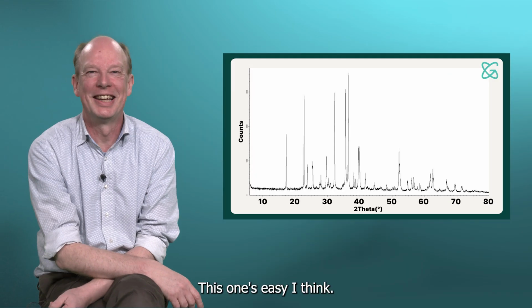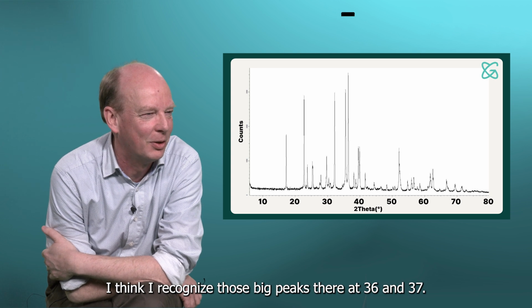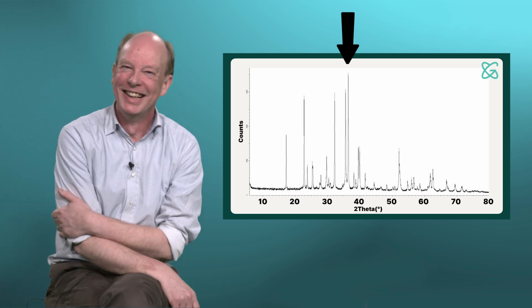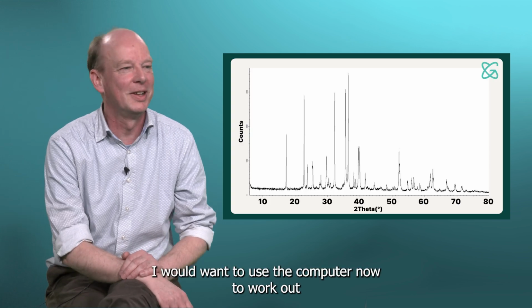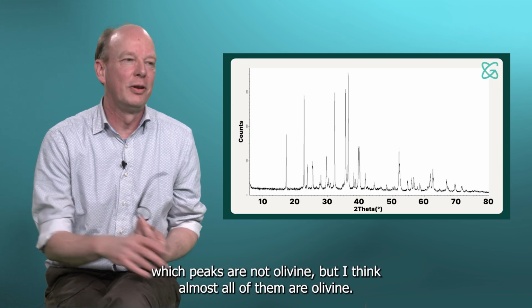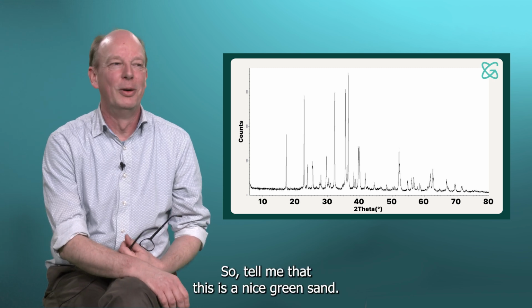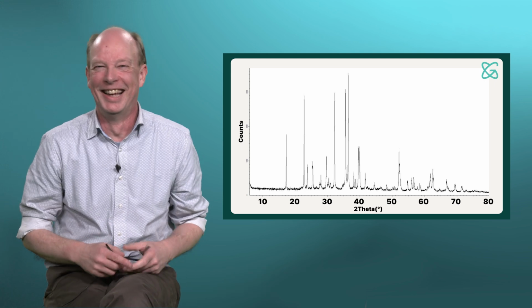This one's easy, I think. I think I recognize those big peaks there at 36 or 37. There's one of my favorite minerals. There's olivine. I would want to use the computer now to work out which peaks are not olivine, but I think almost all of them are olivine. So tell me that this is a nice green sand.